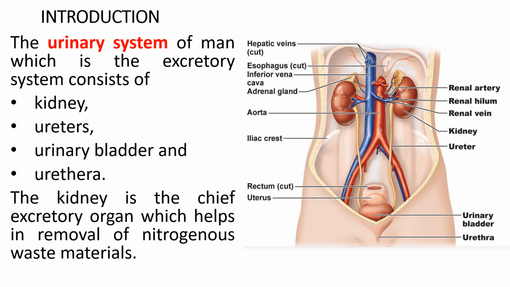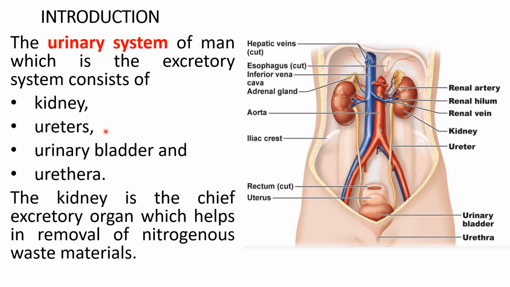Introduction to the urinary system. The urinary system, also called the renal system, is responsible for removing waste and excess fluid from the body. The main organs of the urinary system are the kidney, ureter, urinary bladder, and urethra. The kidneys are the primary excretory organs that filter waste and excess fluid from the body. They remove nitrogenous waste such as urea and regulate electrolyte levels.